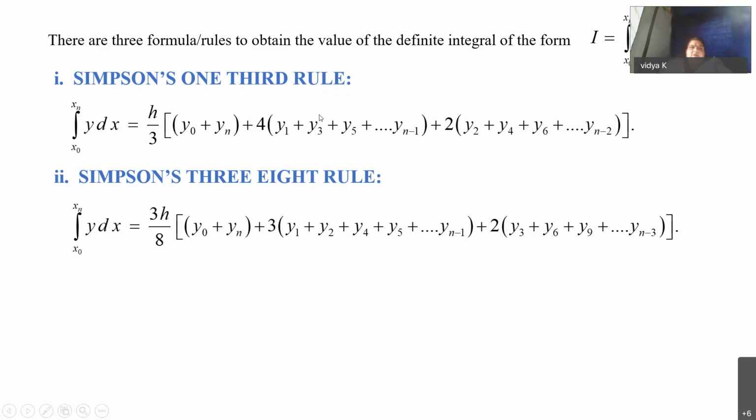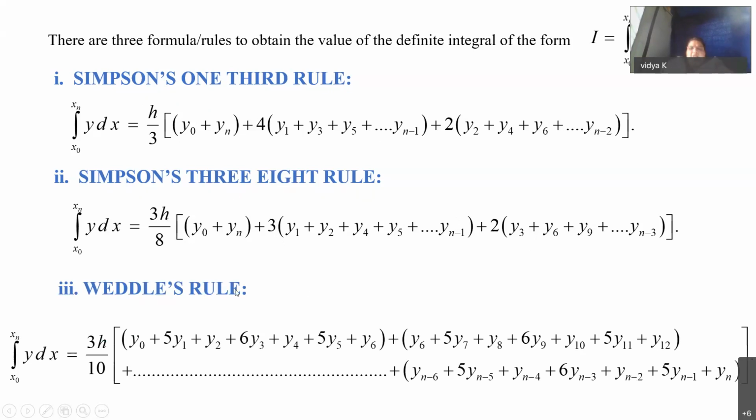See here. In the set of values, y0 and the last value have a coefficient of 1. Then add 4 times all the odd suffixes of y plus 2 times all the even suffixes of y. And in Simpson's 3/8 rule, it is 3/8 times h into: the first and last values have coefficient 1, all the multiples of 3 have coefficient 2, and all the rest have coefficient 3. So this is how you can remember the formula. And Weddle's rule is the same.